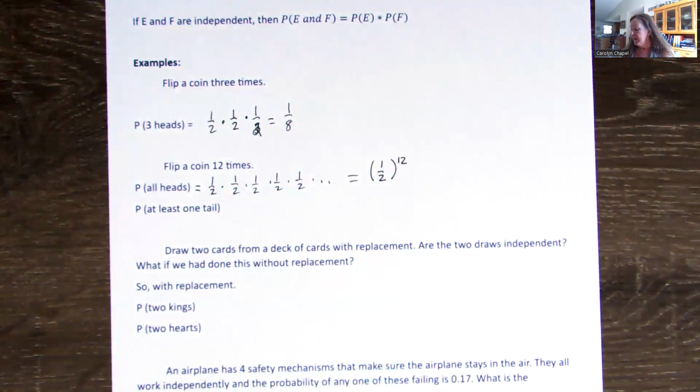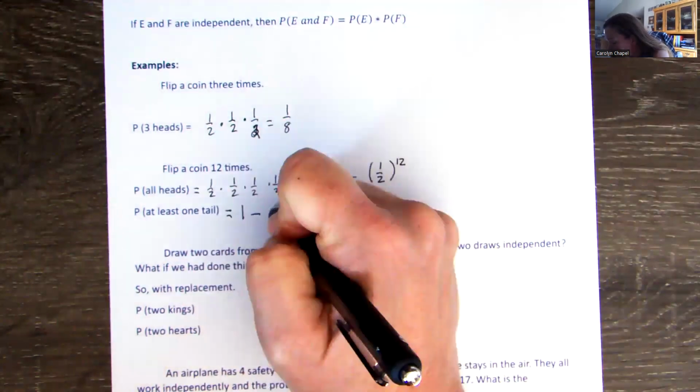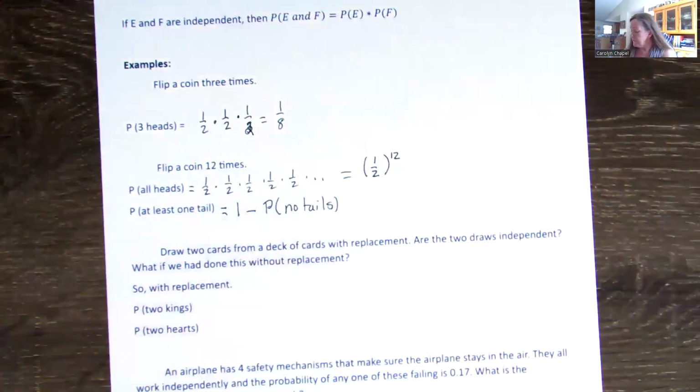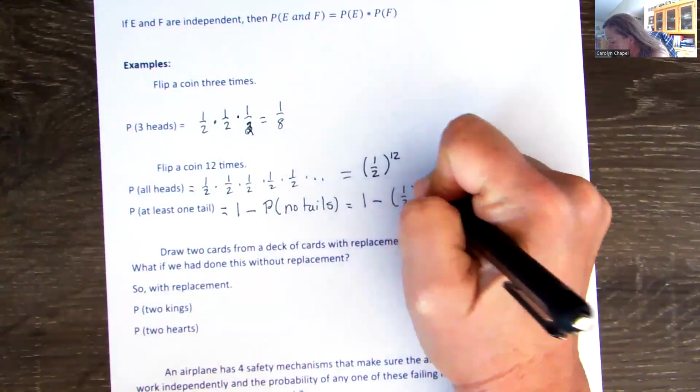Now, to calculate at least one tail, that means we have 1 tail, 2 tails, 3 tails, and so on. So this is where we start thinking about that complement idea that we saw in the last video as well. Because the opposite of getting at least one tail is getting no tails. And getting no tails is all heads. So we can think about this as being 1 minus the probability of no tails, which is easier for us to calculate, or 1 minus that 1/2 to the 12th.